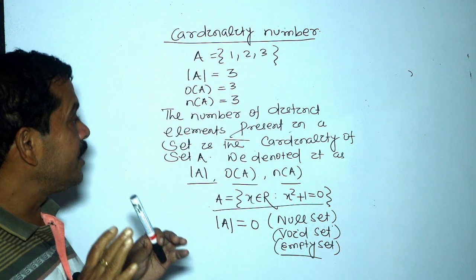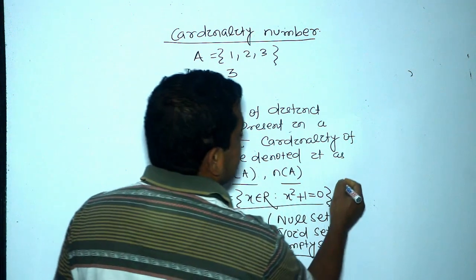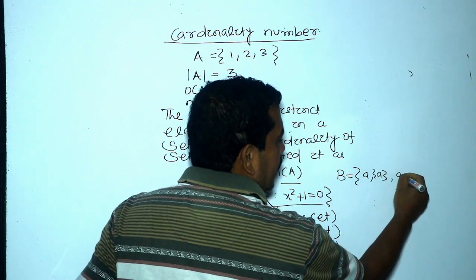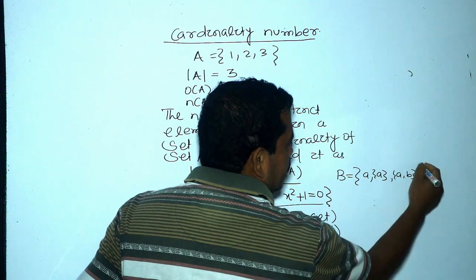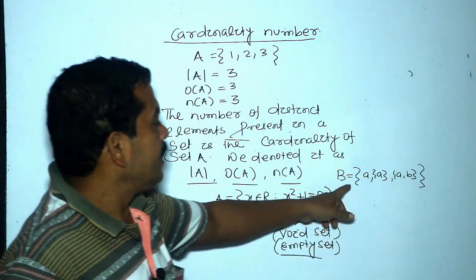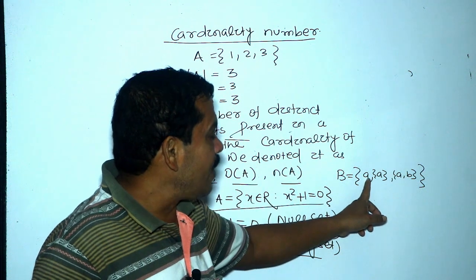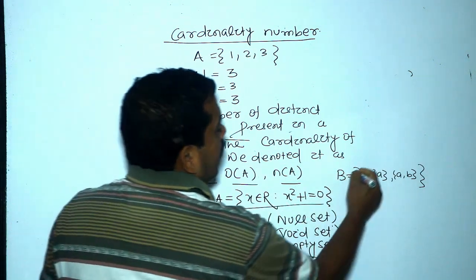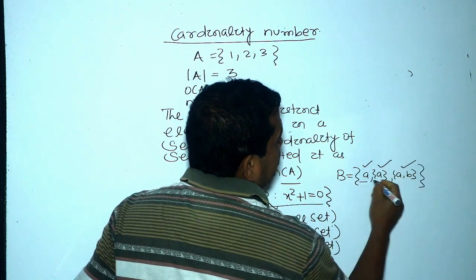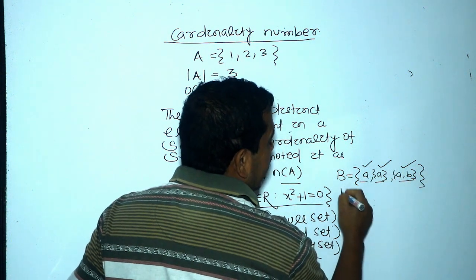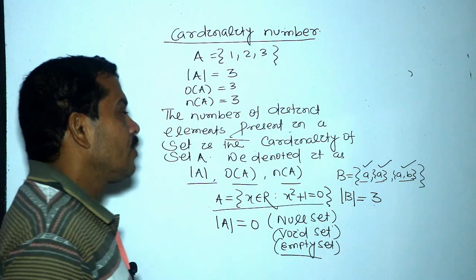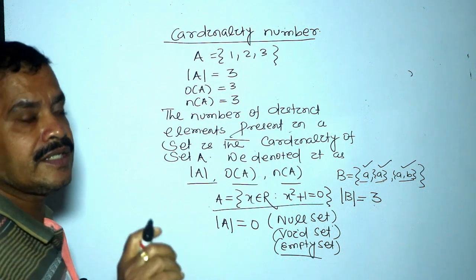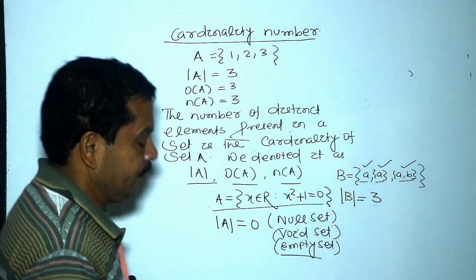So the number of distinct elements: suppose set B contains the elements 1, {1}, {{1}}. Here the number of elements in this set is 3. 1 is one element, {1} is another element, {{1}} is another element. So there are three distinct elements in set B. So the cardinality of B is 3. The number of distinct elements present in a set is the cardinality of the set.